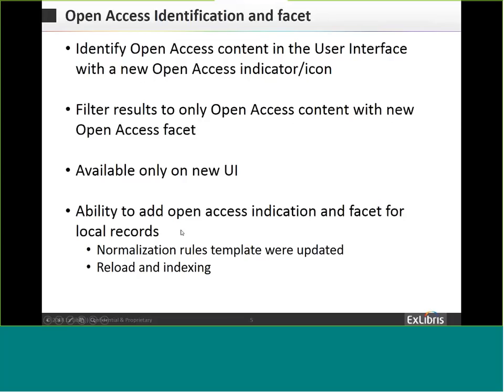I would also like to emphasize that if you have a local catalog that is considered to be open access, you can add an indication for your local catalog to be marked as open access, and also enjoy the ability to filter those local records accordingly. In order to do that, you will have to apply some changes to the normalization rule and index your catalog to allow this ability.